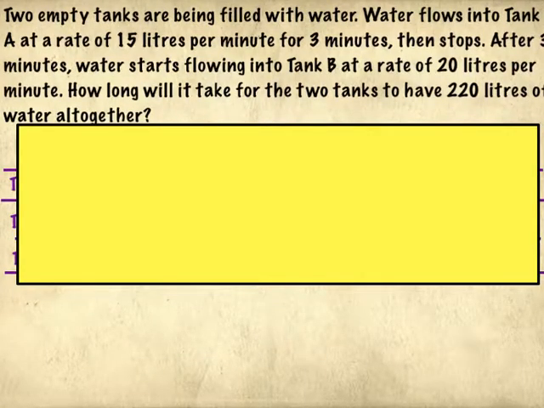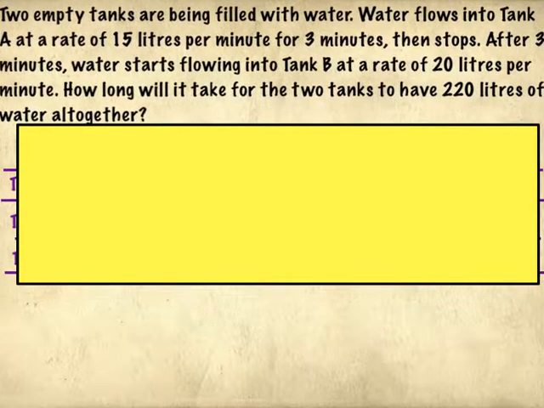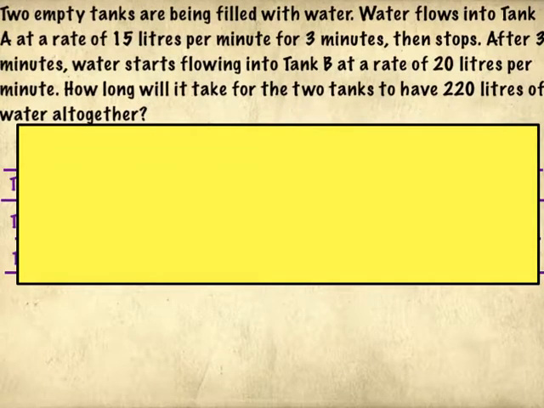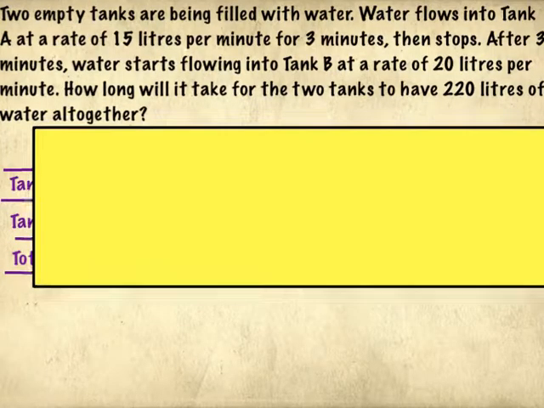2 empty tanks are being filled with water. Water flows into tank A at a rate of 15 liters per minute for 3 minutes, then stops. After 3 minutes, water starts flowing into tank B at a rate of 20 liters per minute. How long will it take for the 2 tanks to have 220 liters of water altogether? So I've started the chart for you here.